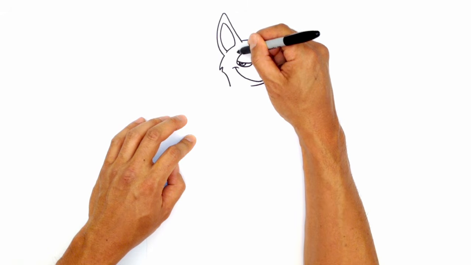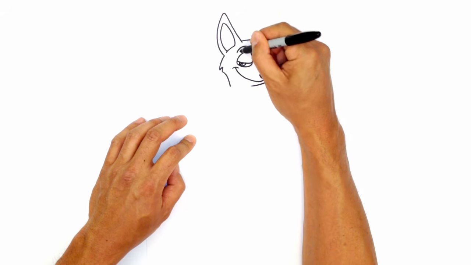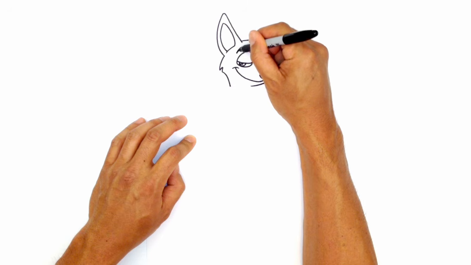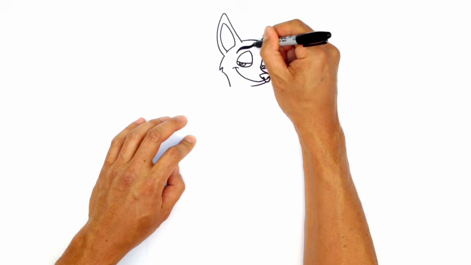So from the end here on the left, I'll curve up, down, and then up. We're going to thicken this up in the middle. So I'm going to start at the end again, thicken up in the middle, and then just taper off at the end. We'll color that in black.